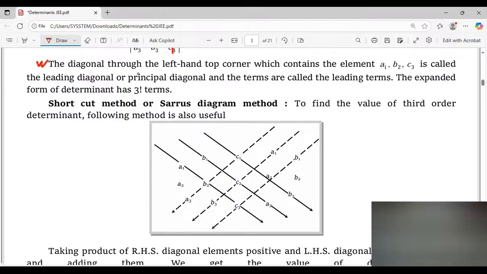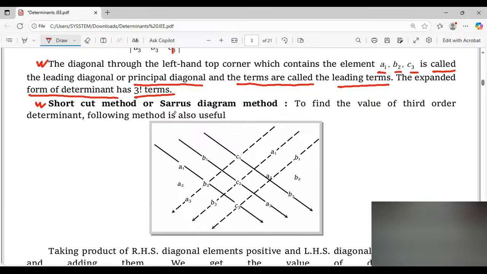The diagonal through the left hand top corner which contains elements A1, B2 and C3 is called the leading diagonal or principal diagonal, and the terms are called the leading terms. The expanded form of the determinant has factorial 3 terms.